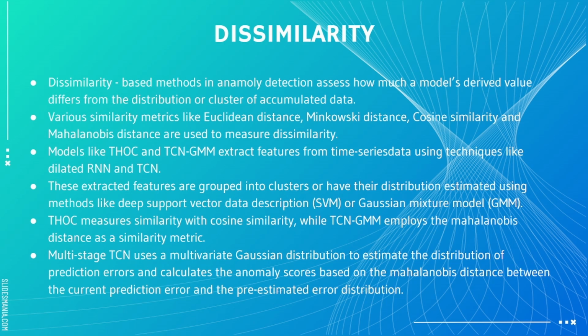Multistage TCN uses a multivariate Gaussian distribution to estimate the distribution of prediction errors and calculates the anomaly scores based on the Mahalanobis distance between the current prediction error and the pre-estimated error distribution.